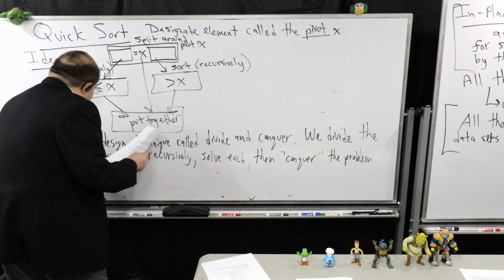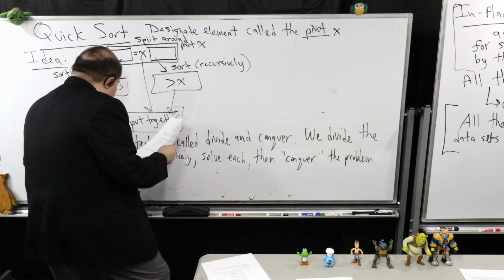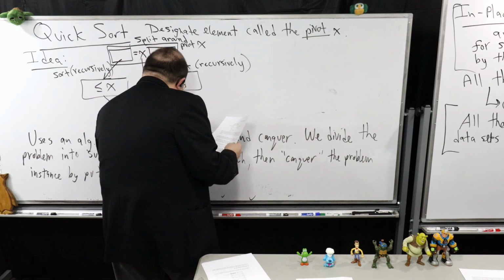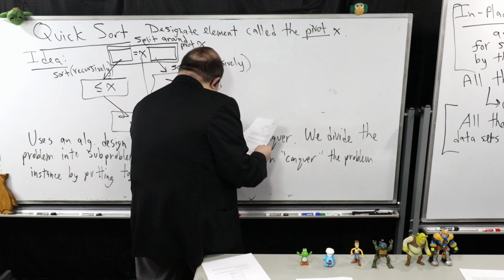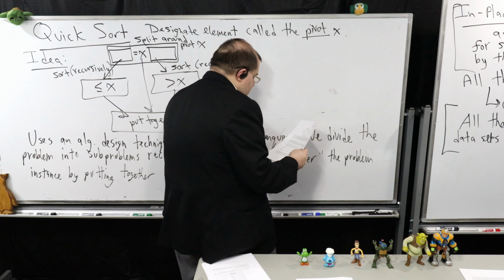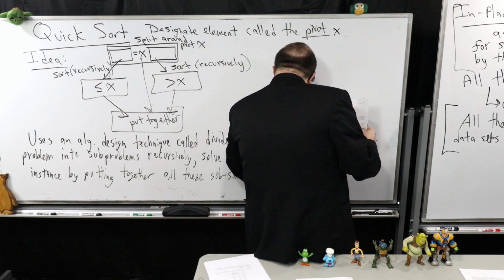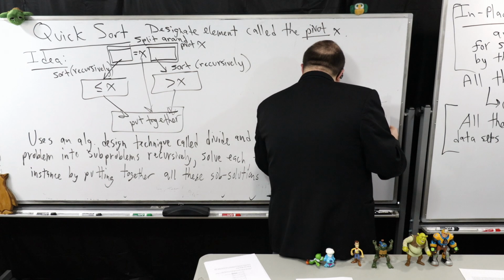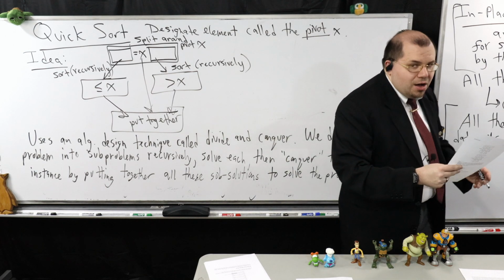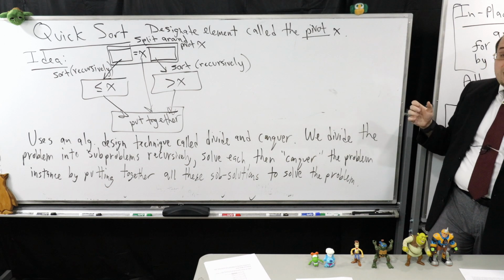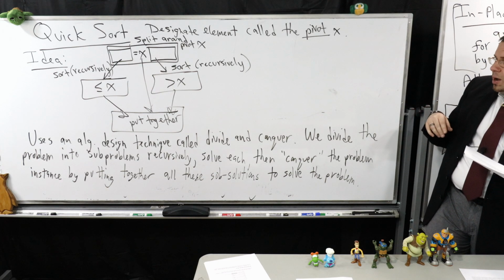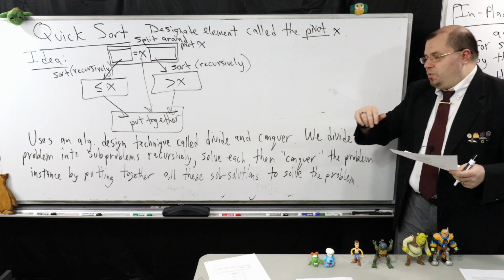By putting together all these sub-solutions. So these are all the solutions to these subproblems. Put together all these sub-solutions to solve the problem. So that's what divide and conquer is. Divide and conquer is an algorithm design technique. It's a much broader family of different algorithms that you can use to solve problems. Quicksort is a classic example of one of these.